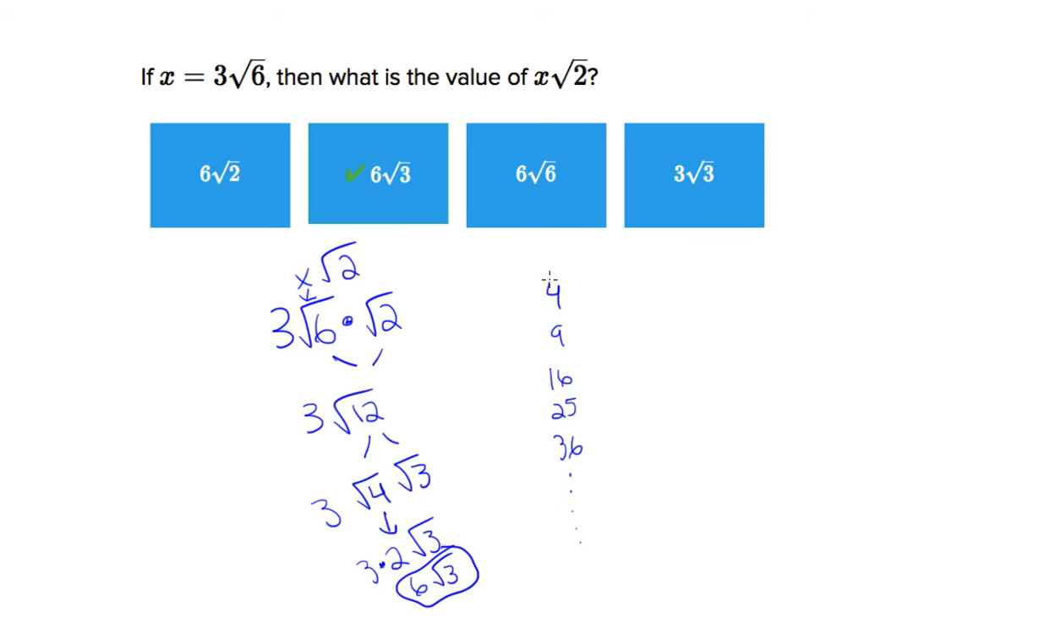You could also, if it was in the calculator section or something like that, find the square root of 12 here as a decimal, multiply it by 3, and then go up here and guess and check to see which one of these comes out to that same decimal answer.